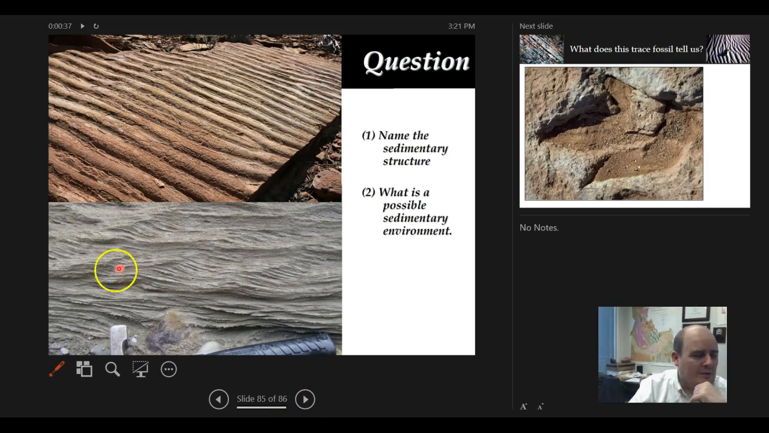This is a great example of what we call a ripple mark. And this suggests that we have currents. So a good possible sedimentary environment is maybe rivers or maybe even along the coast in the ocean.